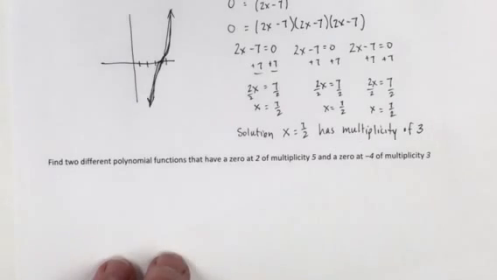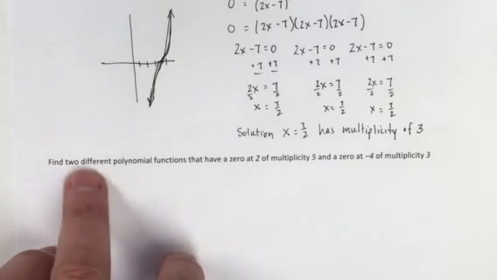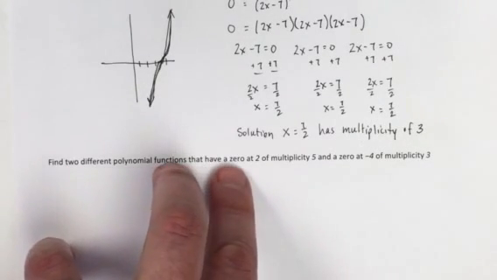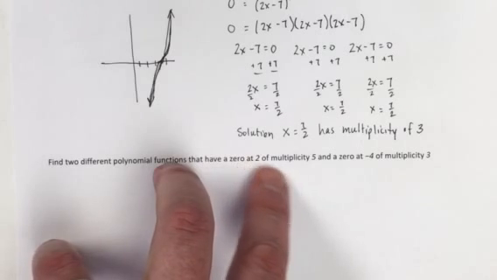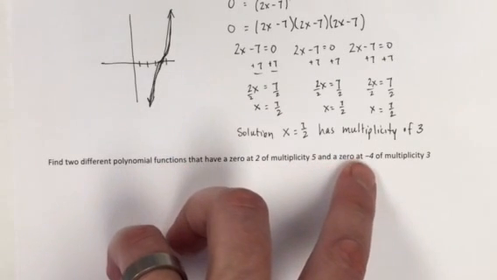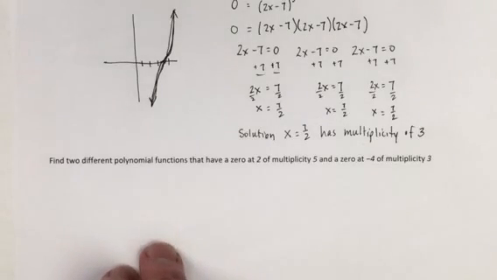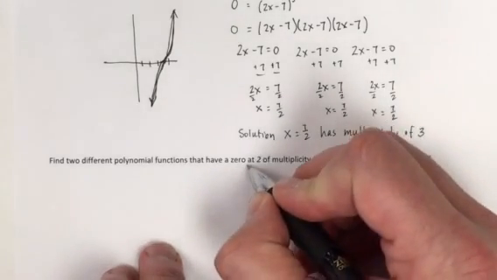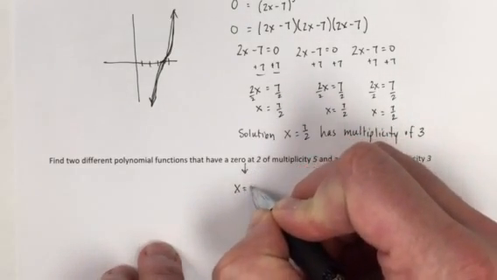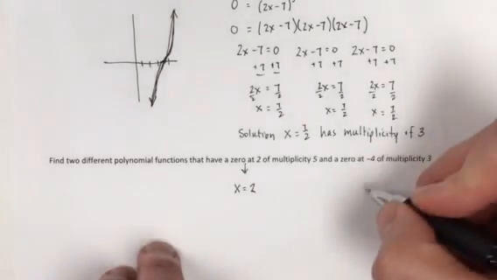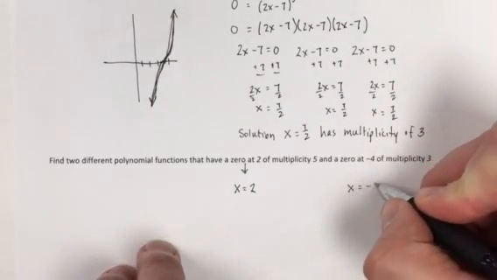But then they can give you questions like this. It says find 2 different polynomial functions that have a 0 at 2 with multiplicity of 5 and a 0 at -4 of multiplicity 3. So basically what they're telling me is that a 0 at 2 means x equals 2 is a solution, and a 0 at -4 is x equals -4.